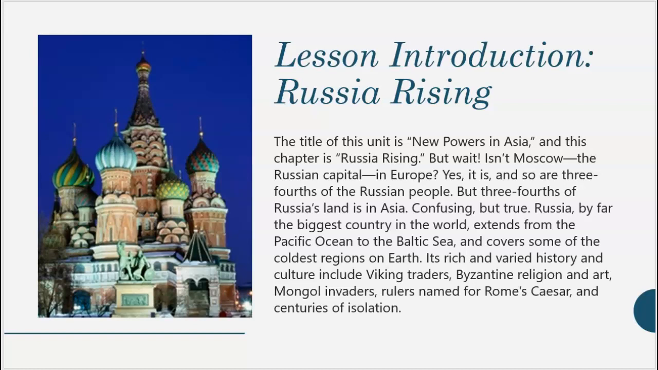But wait, isn't Moscow the Russian capital in Europe? Yes, it is, and so are 3/4 of the Russian people. But 3/4 of Russia's land is in Asia. Confusing but true. Russia, by far the biggest country in the world, extends from the Pacific Ocean to the Baltic Sea and covers some of the coldest regions on Earth. Its rich and varied history and culture include Viking traders, Byzantine religion and art, Mongol invaders, rulers named for Rome's Caesar, and centuries of isolation.